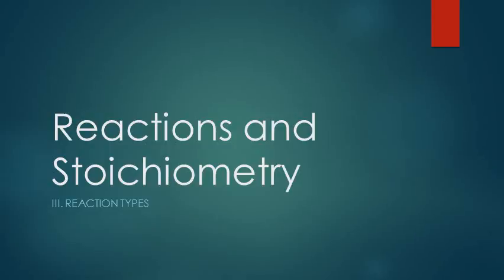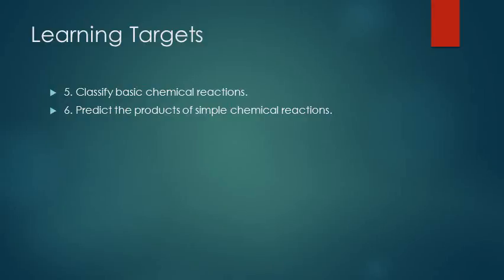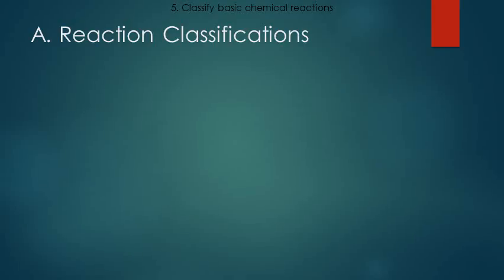Our next lesson in the reaction and stoichiometry unit is on reaction types. Here are the two learning targets we have for this video. The first of which we want to be able to classify basic chemical reactions. We have 5 different classifications for reactions that we will use.